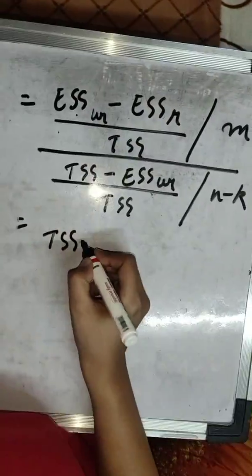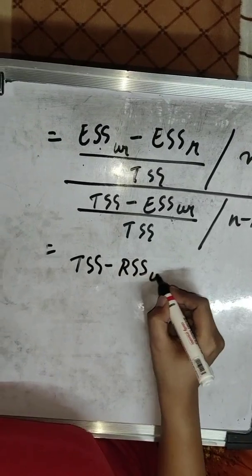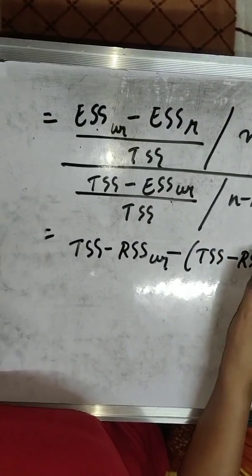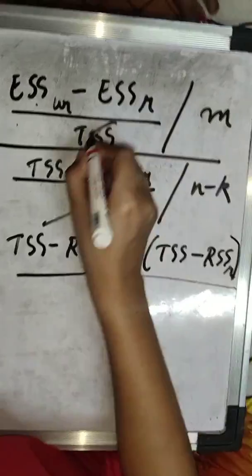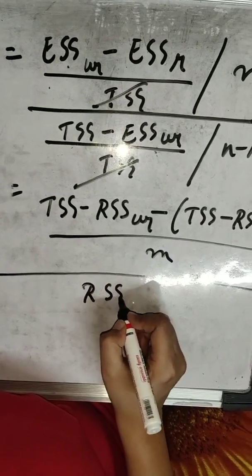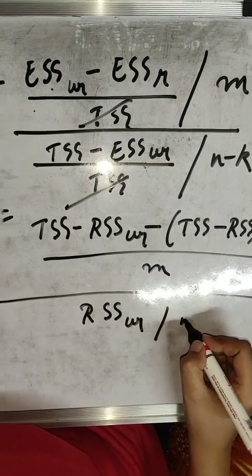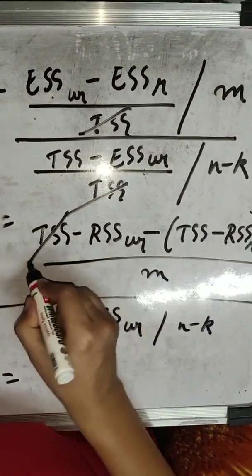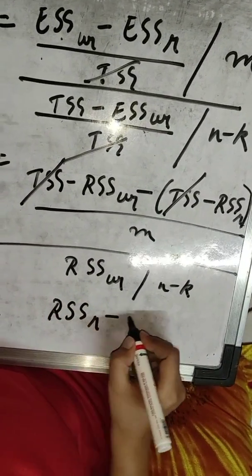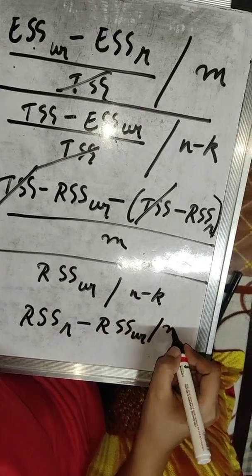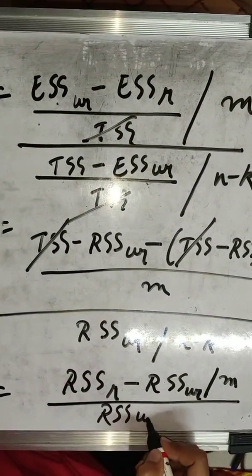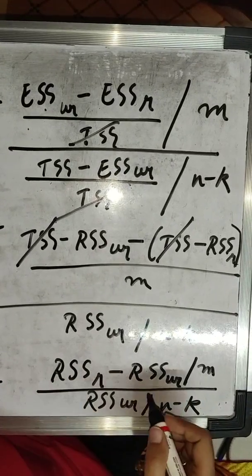ESS can be written as TSS minus RSS unrestricted, minus, this will also be TSS minus RSS restricted, this whole, so TSS was cancelled, upon, this can be simply RSS unrestricted divided by N minus K. So TSS will be cancelled by TSS, minus minus will be a positive, so you will have RSS restricted minus RSS unrestricted divided by M, upon RSS unrestricted divided by N minus K. So that's an easy derivation.